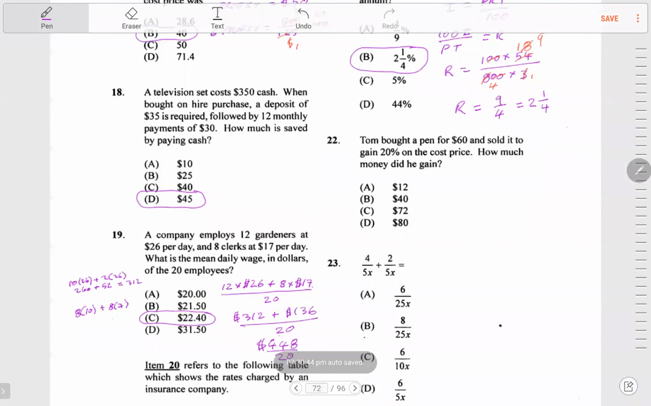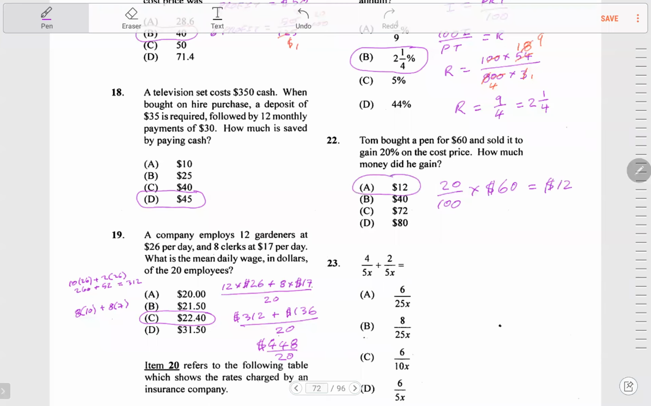It says Tom bought a pen for $60 and sold it to gain 20%. How much did he gain? He gained 20%. So basically just working out 20% times $60, which is easy because you just work out 10%. 10% is 6. And so 20% is 12. This works out to $12. Answer is A. 10% is 6, so 20% is 12.